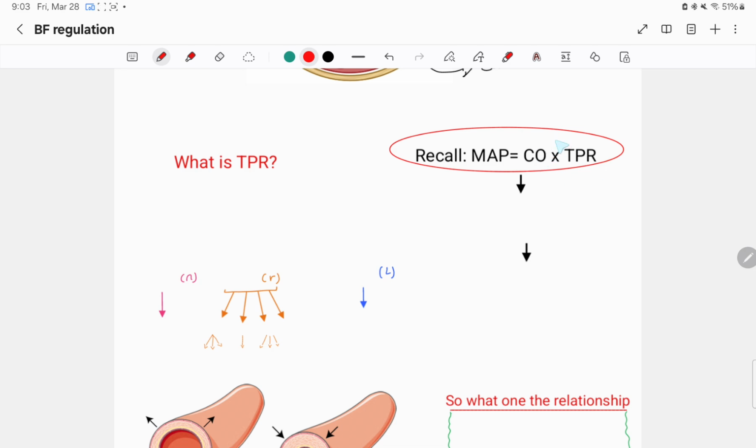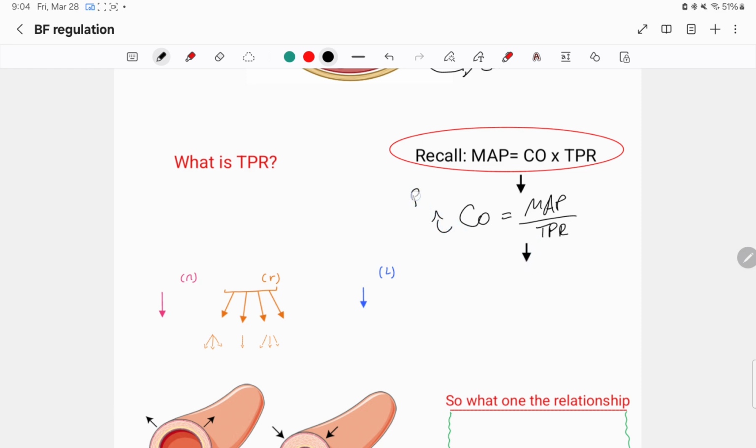Now, you guys should be pretty comfortable being able to move around this equation, okay? So, for example, let's say I wanted to solve for cardiac output. Well, if I wanted to solve for cardiac output, I would just do cardiac output equals the mean arterial pressure over total peripheral resistance, okay? And this should look familiar to you guys.